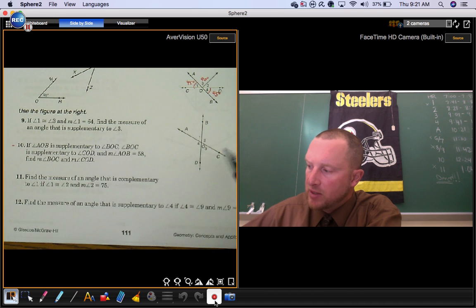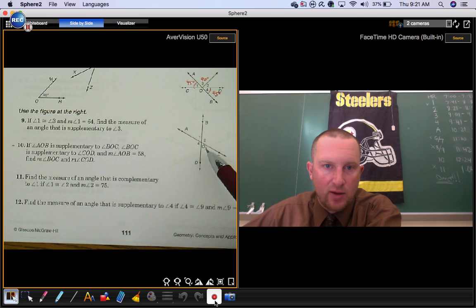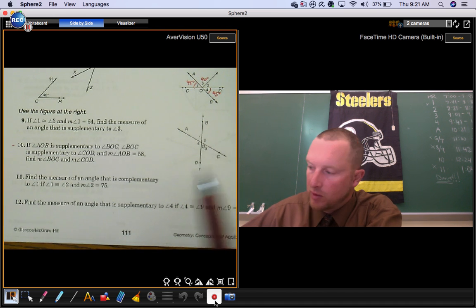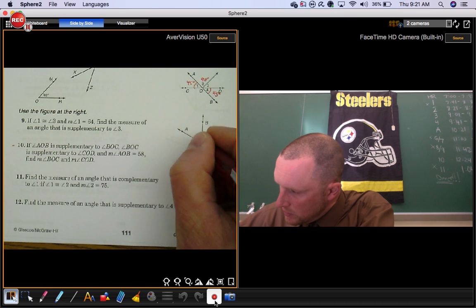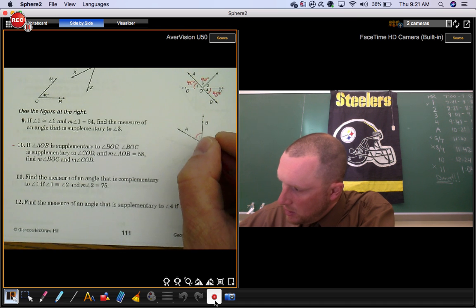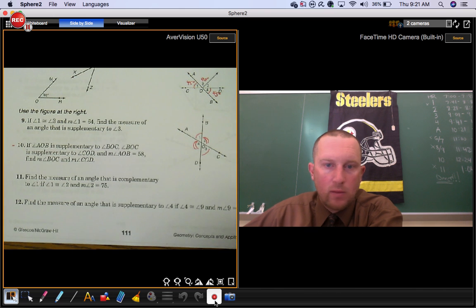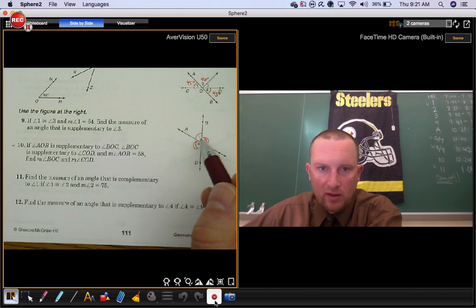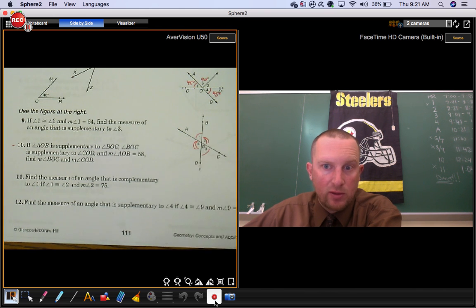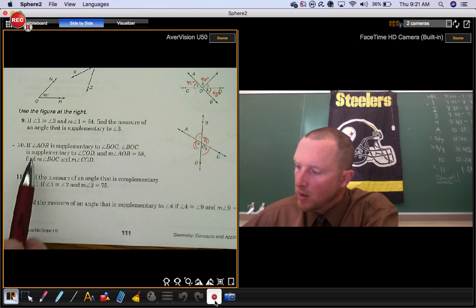We'll skip down to number 10. I'm going to use this diagram here. Two lines cross, makes 4 little angles. You got some vertical angles here, and you got some vertical angles here. Okay, now each acute angle is a linear pair with the obtuse angle next to it, and vice versa.